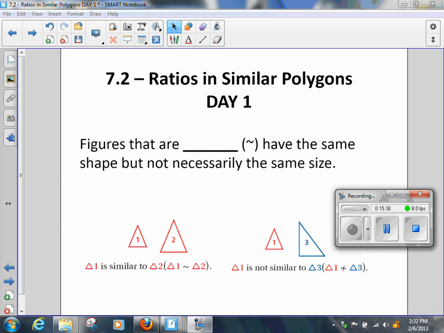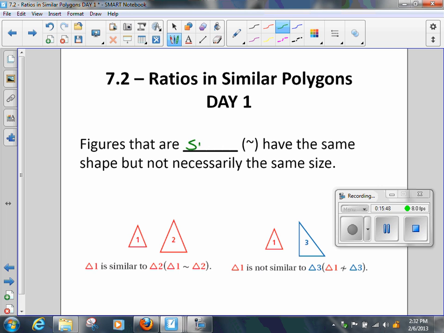Here we go. We are dealing with similar polygons, figures that are similar. And you see that squiggly mark right there? That is the symbol for similar. It's like the symbol that's on top of the congruent sign. Similar figures have the same shape, but not necessarily the same size.